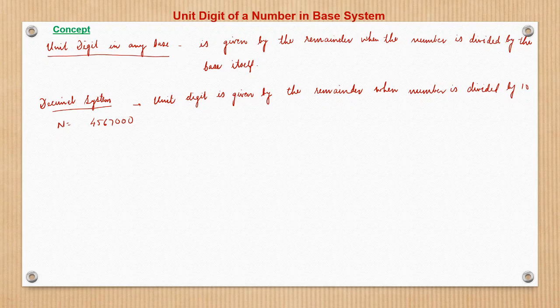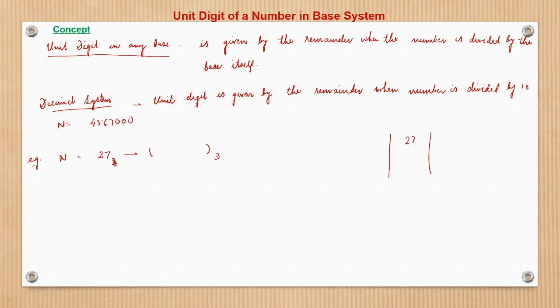Let us take a small example. Say suppose n is nothing but 27 in base 3, right? So now we have to find the unit digit of a number in a base system. If 27, which is in base 10 here, is converted to base 3, what would be the unit digit? So how do we convert this number first?